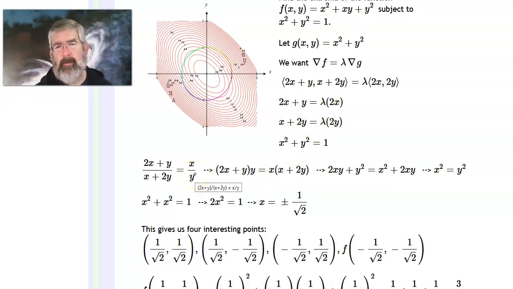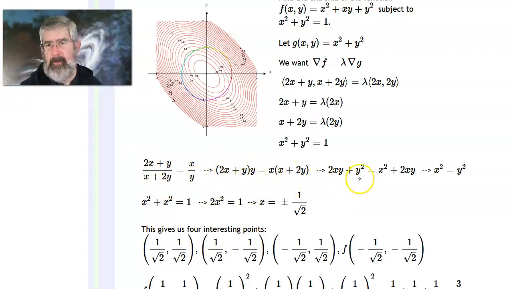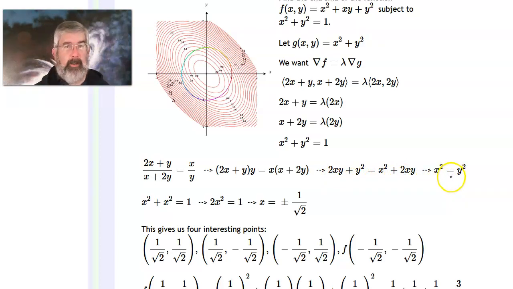Okay, and the lambdas cancel out. Also, the 2's here cancel out. So I've got this. Now if I multiply both sides by the common denominator, so y gets multiplied up there, and this gets multiplied over there, and I get this equation. Okay, so then I'm distributing this in there and that in there to get this, and then subtracting the 2xy from both sides, and I get that x squared equals y squared.